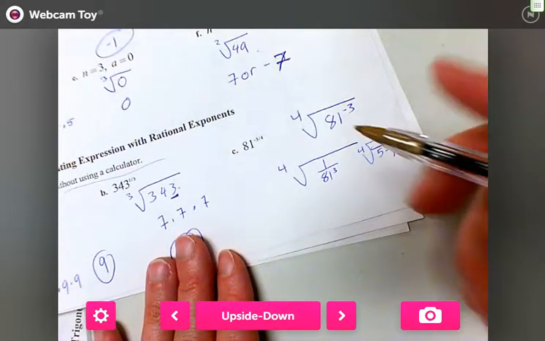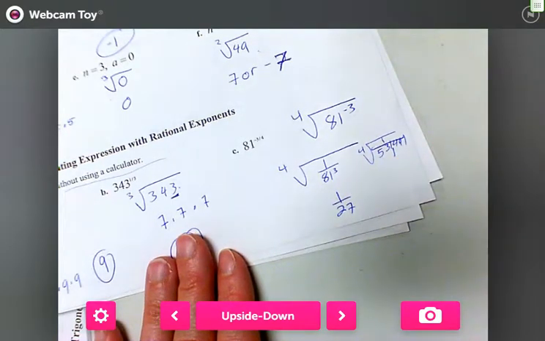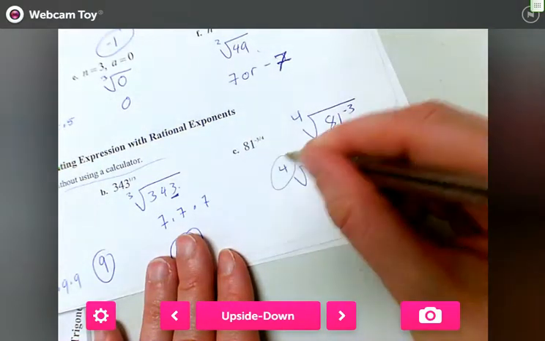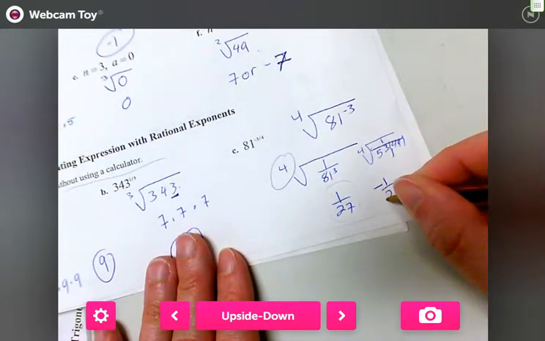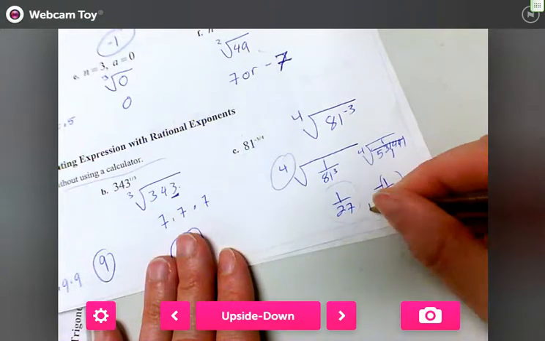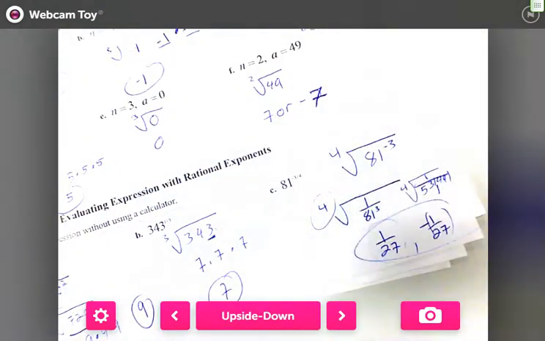Oh, that works. So 1 over 27 is my answer. And this is an even root, so it's 1 over 27 or negative 1 over 27, right? It's either one of those. All right, let's turn this over.